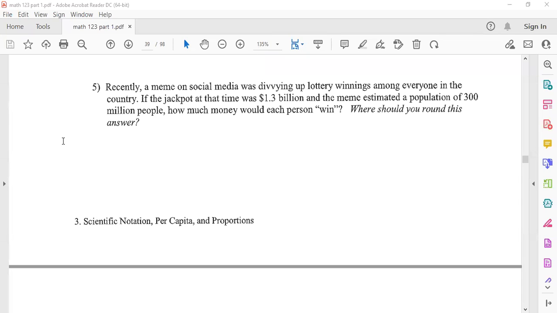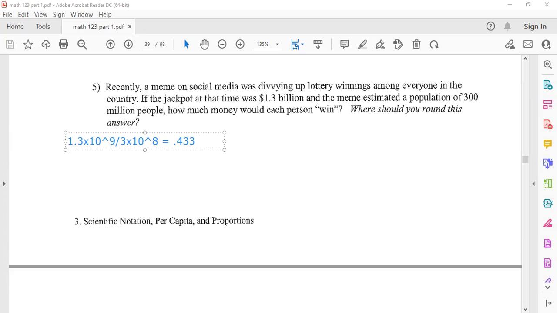Okay, now this time we have 1.3 billion. So 1.3 times 10 to the 9th power. And if we split that up, divvied it up among everyone in the country, and this is just saying the meme estimated the population to be 300 million. So that would be divided by 3 times 10 to the 8th power, okay? Because 3 million would be 6th power, 2 more zeros, so 8th power. So 1.3 divided by 3 gives me 0.433.